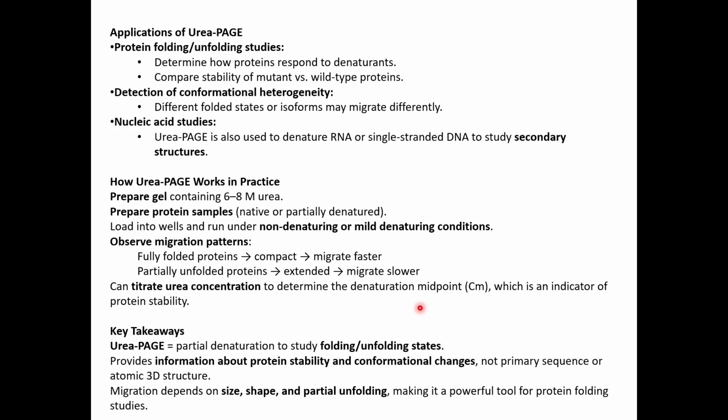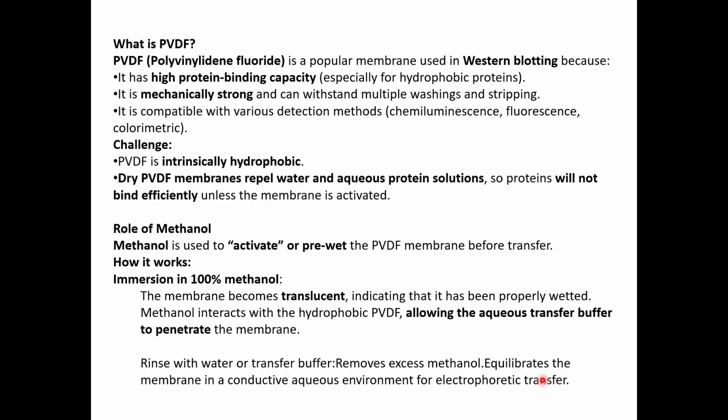of protein stability. So the major key takeaways here are in urea PAGE, partial denaturation is done to study the folding and unfolding states of the proteins, provides information about protein stability, conformational changes, not primary sequence, but the 3D atomic structure. So the atomic level details cannot be detected, but we can just know the difference in their conformational change, whether it is there or not. So the migration depends on size, shape, and partial unfolding, making it a very powerful tool for protein folding studies.